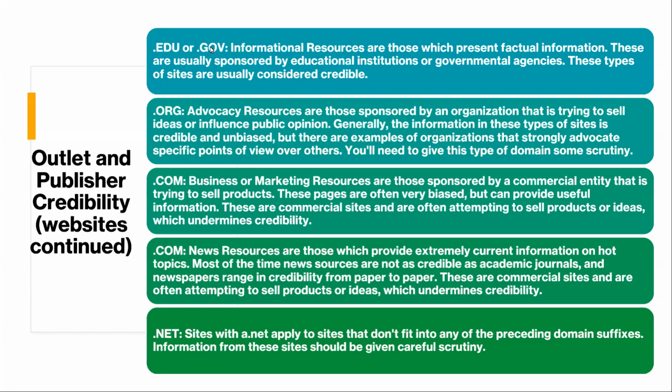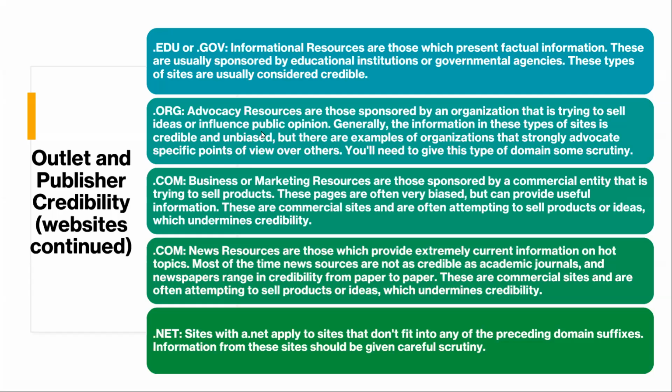So if you see .edu or .gov, that means it's an informational resource that is usually peer-reviewed and is a federal or a state resource or a governmental agency. So it's usually considered to be credible, but again, you still have to watch for non-credible claims. But .edu or .gov are usually considered to be the most reliable types of websites for research.